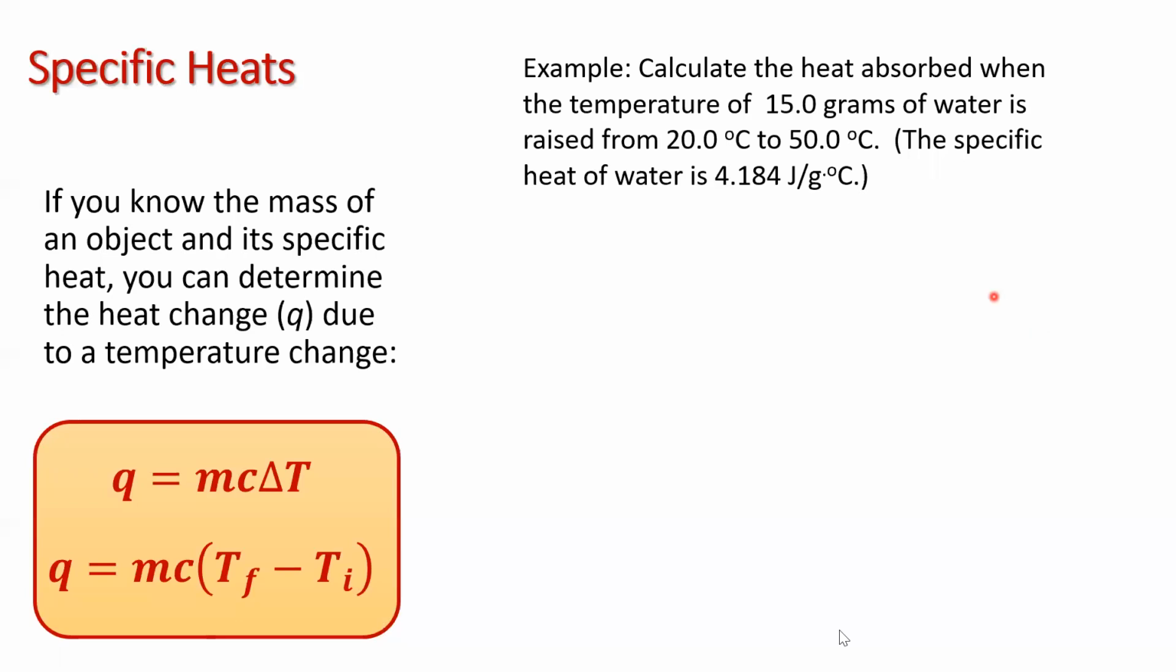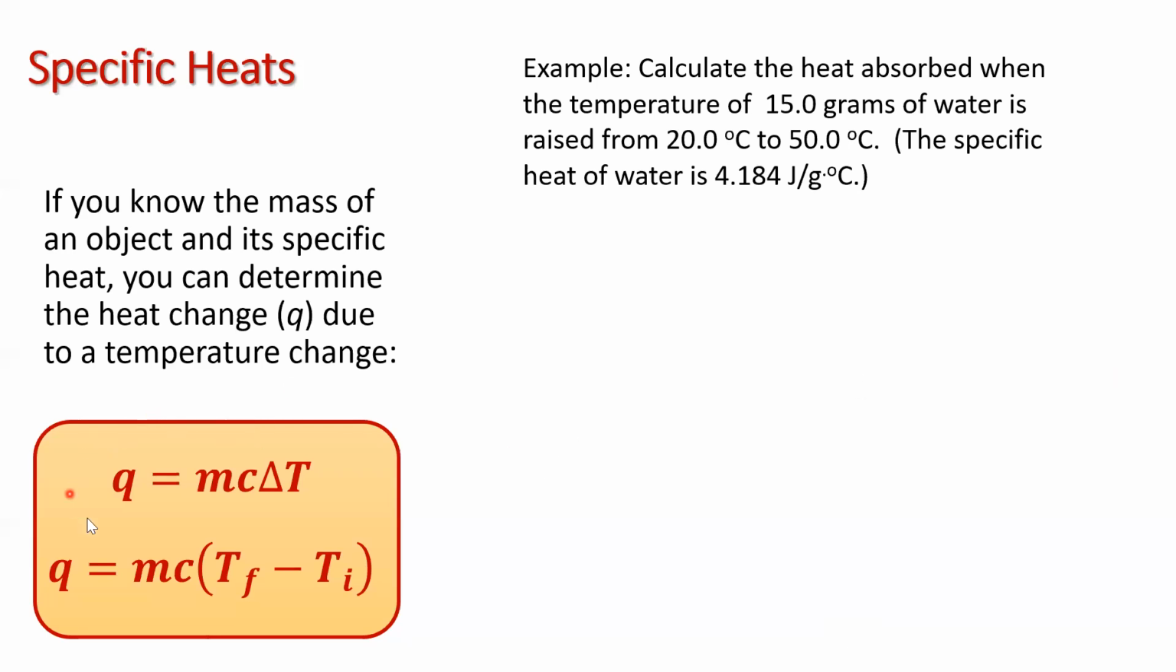Okay, so let's look at a question. We've got: calculate the heat absorbed. That means we want to calculate Q. Calculate the heat absorbed when the temperature of 15.0 grams of water, so there's our mass, is raised from 20 degrees Celsius to 50 degrees Celsius. The temperature's going up, so Q is going to be positive because it's adding energy in. And it tells us that the specific heat is 4.184 joules per gram degree Celsius.